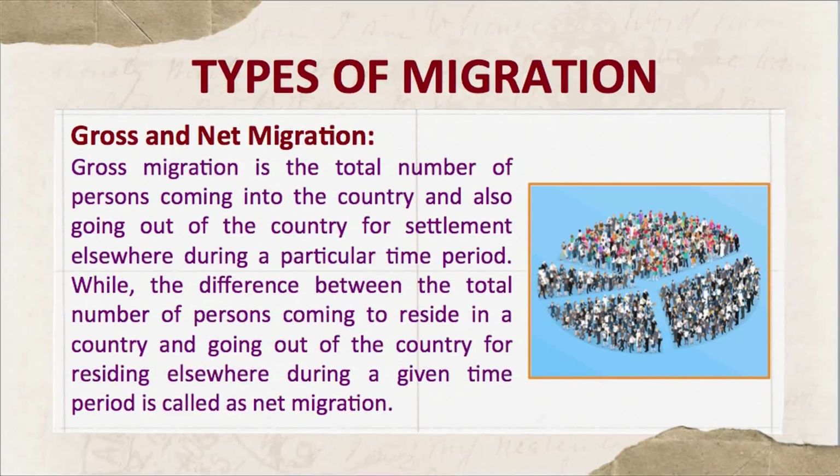Now coming to gross and net migration. Gross migration is the total number of persons coming into the country and going out of the country for settlement elsewhere during a particular time period. While the difference between the total number of persons coming to reside in a country and going out of the country for residing elsewhere during a given time period is called net migration.